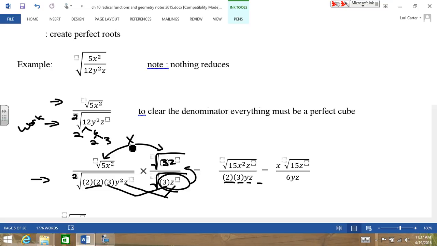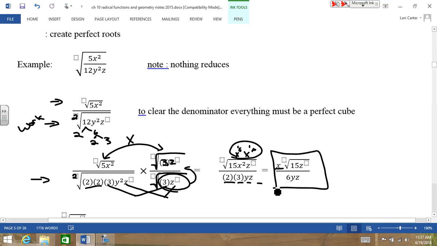Yes, because how many x squareds do I have? 2. They're both to the half power, so they circle and come out as 1. Does a z come out? Nope, so he stays. This is your answer. Oh, I like that. That's your answer? That's your answer. The next one's really confusing.